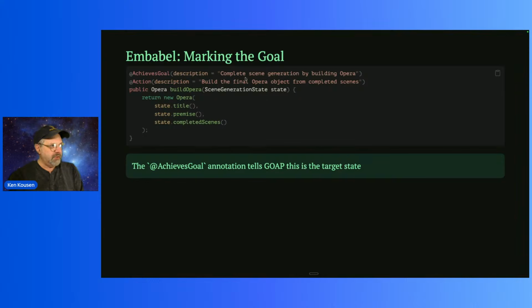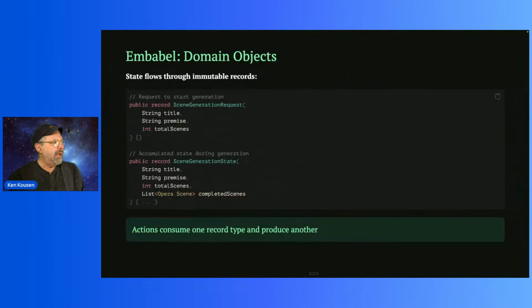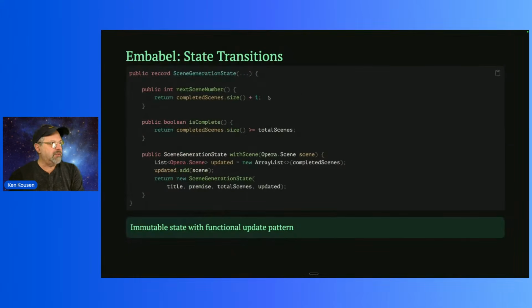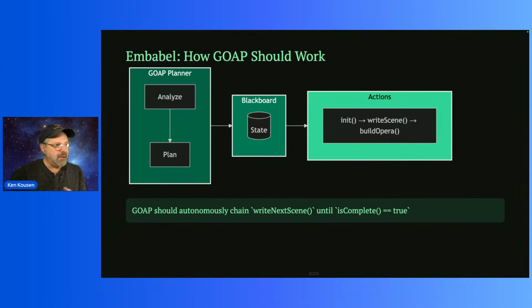But I was able to say complete scene generation by building the opera, build the final opera object from completed scenes here. And here's some domain objects like that. And I was glad I was able to use records for all this stuff. Title, premise, total scenes, etc. And then the state transitions of saying, what's the next scene number? Is it complete or not? Did we exceed the number of total scenes? And add them all to a list and go on from there. So again, it's just a little awkward.